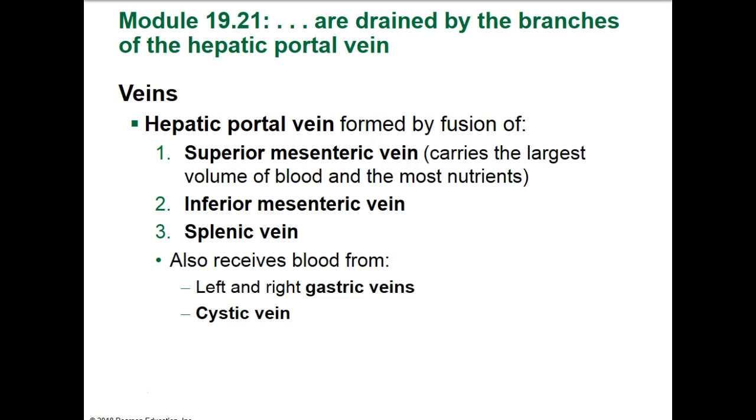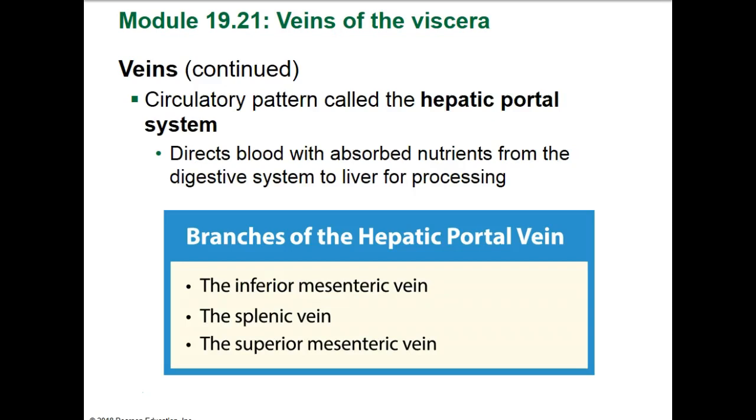Moving to the veins in the similar areas. The hepatic portal vein is formed by the fusion of the superior mesenteric vein that carries the largest volume of the blood, most of your nutrients, the inferior mesenteric vein, and the splenic vein. And this one also receives blood from the left and right gastric veins and the cystic vein. The circulatory pattern is called the hepatic portal system. This directs blood with the absorbed nutrients from the digestive system to the liver for processing.